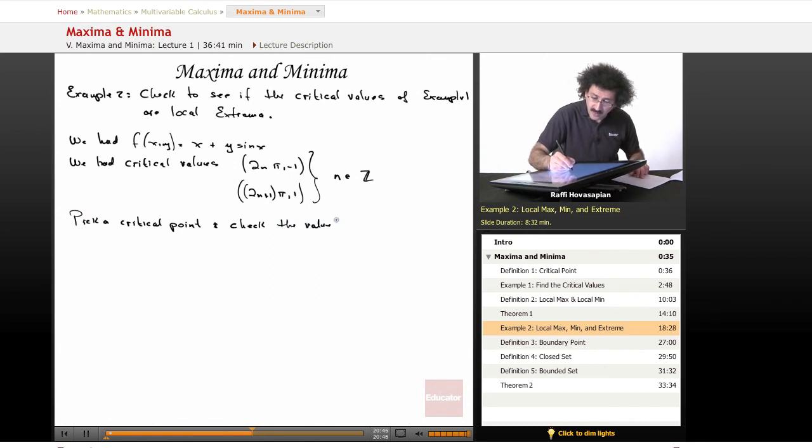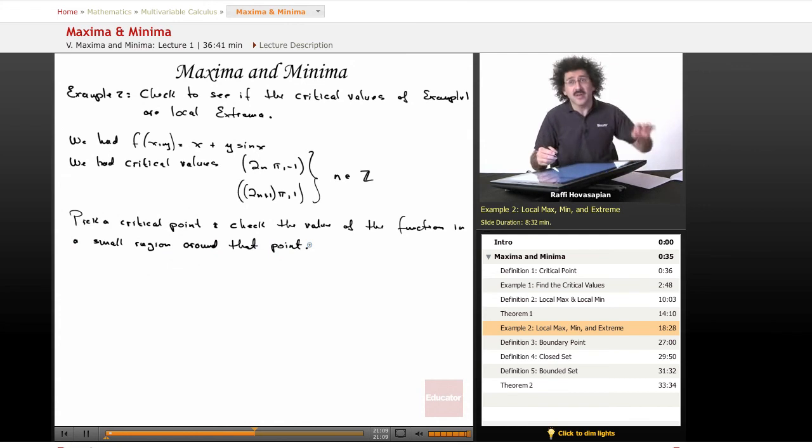And to check the value of the function in a small region, a small ball or disk, around that point. That's how we're going to check, right? The definition of a local max is: if I have a point P and the function value f of P there, if I move to the left or right, this way or that way, then the values that I get should be either all less than f of P or all greater than f of P, and that'll tell me if it's a local max or min. And that's exactly what I'm going to do.